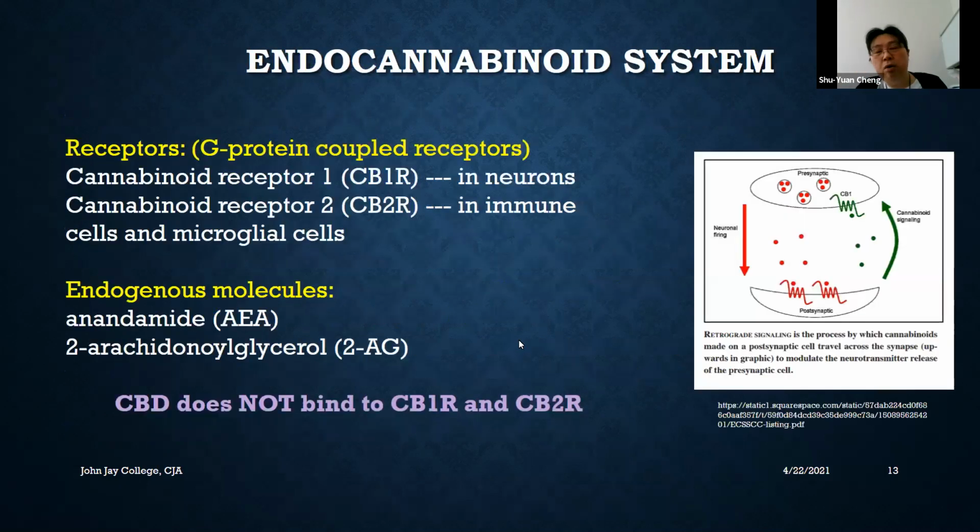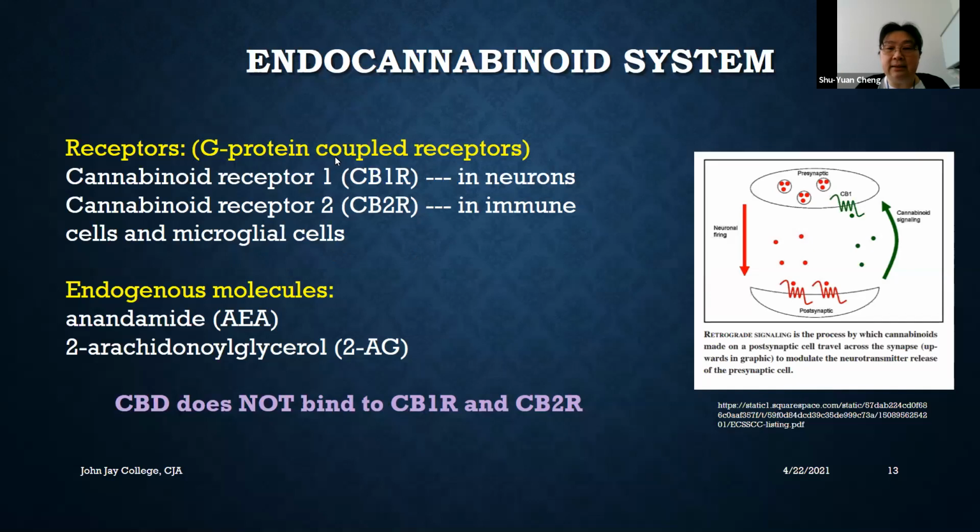So yes, they cause this kind of psychological effect, and they have an effect for medical purposes. But how do they act on your body? Our body has one system called the endocannabinoid system. It's a system of receptors in your body, and one of them is called the cannabinoid receptor. Cannabinoid receptor 1, CB1, can be found in the neurons. Cannabinoid receptor 2, CB2, can be found in immune cells and also microglia cells. Microglia cells are also found in your brain, in the central nervous system.